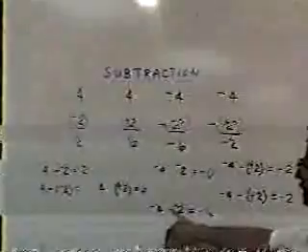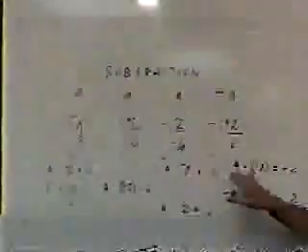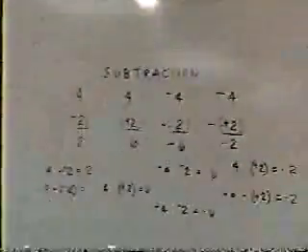Change the sign and go back now and add those two numbers. This was a minus 2. Change the sign, so we change the sign and add those two numbers. All right, that's how you subtract signed numbers.